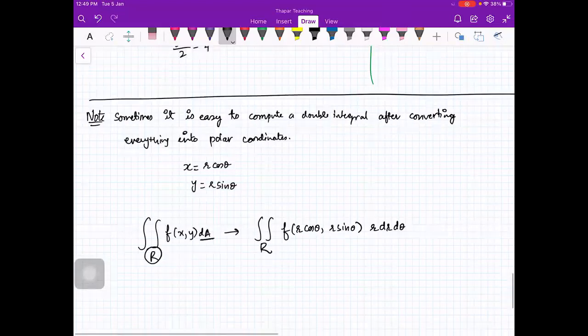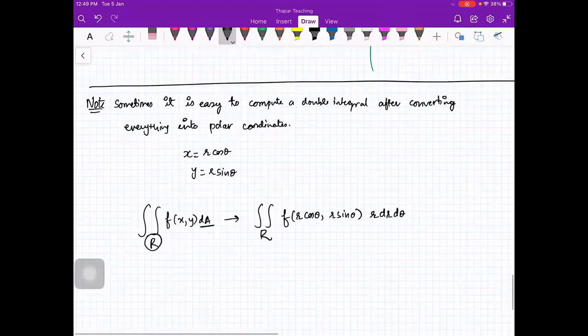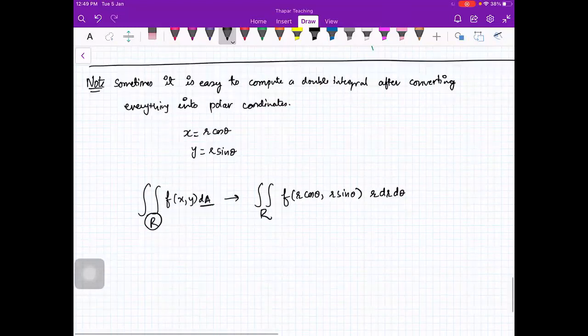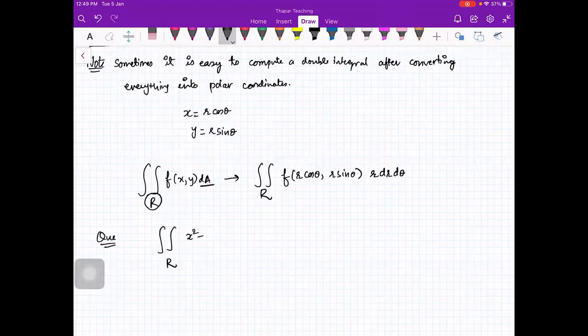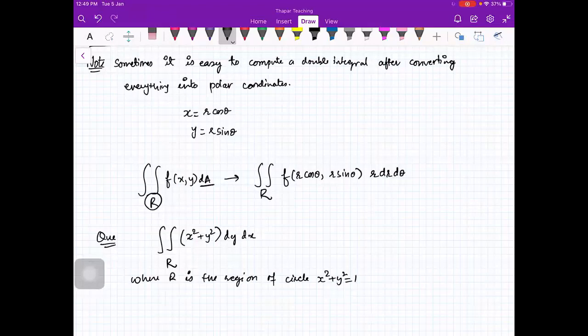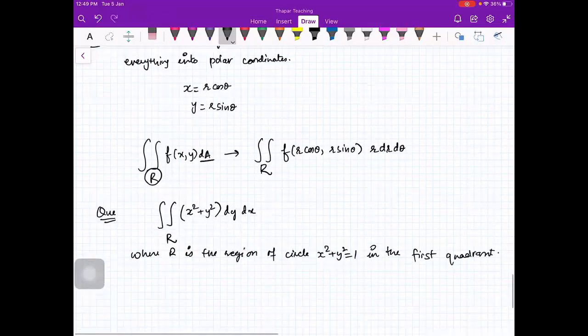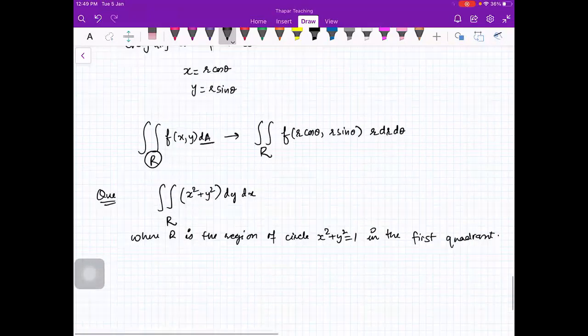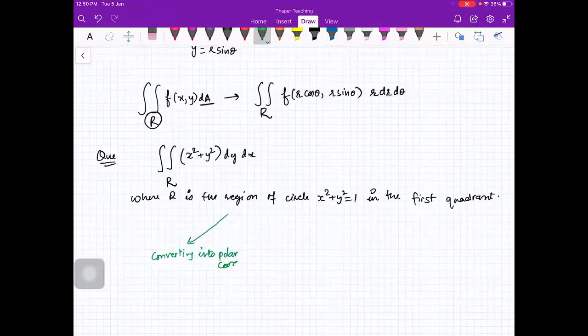Okay, so I'll give you an example. You have this problem: integral over R of (x square plus y square) dy dx, where R is the region of the circle x square plus y square equal to 1 in the first quadrant. We will try to compute it by first converting into polar coordinates, and then we will see what is the difference.